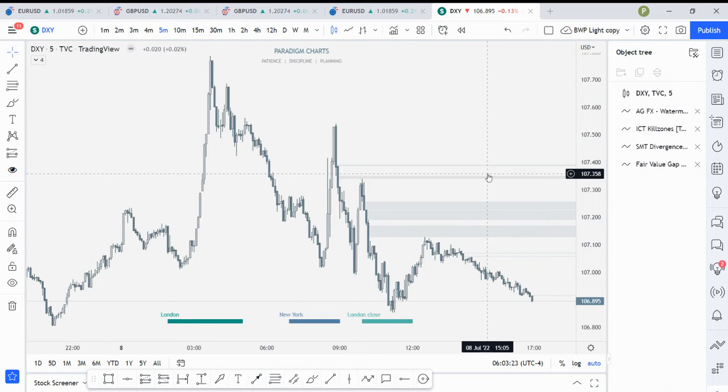Okay, for you to understand SMT divergence, by the way, SMT stands for smart money tool or smart money technique or smart money timing. Whatever you want to call it. Basically, it's a way that allows you to know when price is about to go up or about to go down, with a near perfect accuracy of more than 90%. So for you to understand SMT divergence, you need to understand currency pairs and currency correlation.